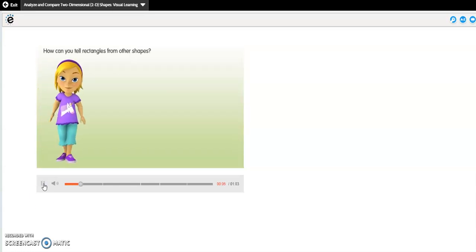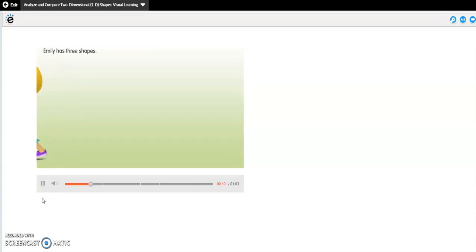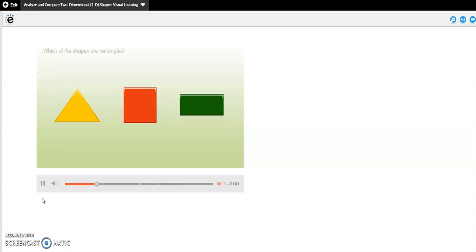How can you tell rectangles from other shapes? Emily has 3 shapes. Which of the shapes are rectangles? Okay, so let's look at the shapes that Emily has. She has a yellow shape, a red shape, and a green shape. We want to know which of these shapes is a rectangle. Think about what you already know about rectangles. What are some characteristics of a rectangle?